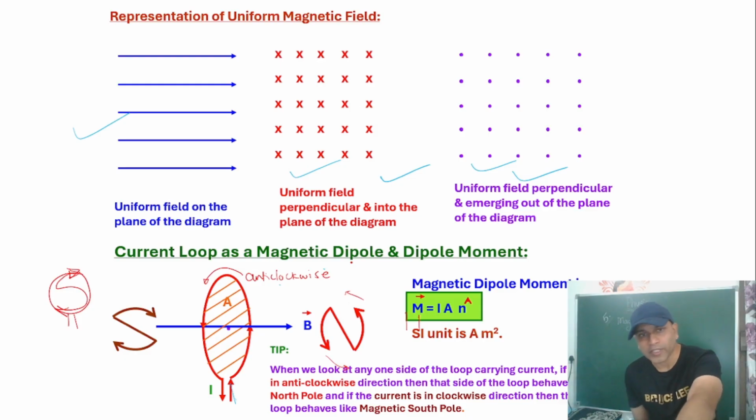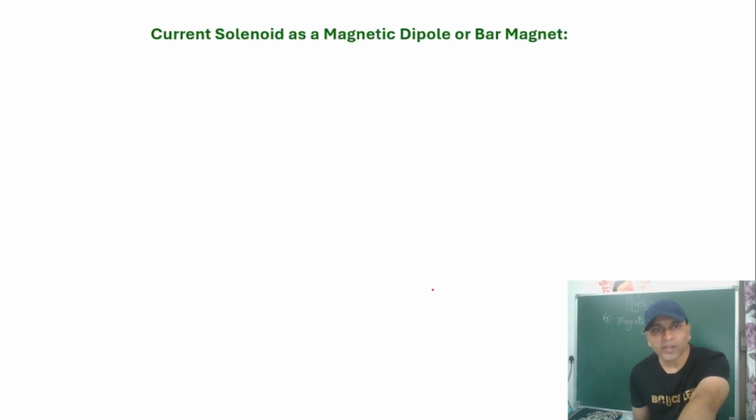That was here. The magnetic dipole moment you will calculate through this formula. It is a product of current, area of loop and number of coils. That is a magnetic dipole moment. So next we are finding the current solenoid as a magnet dipole or bar magnet.